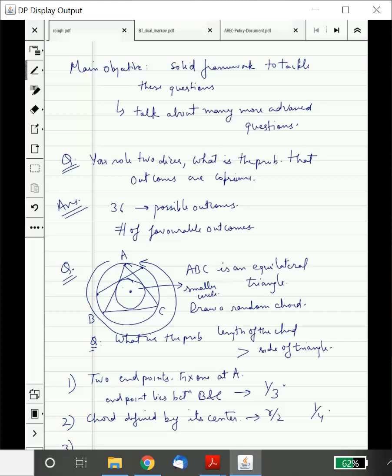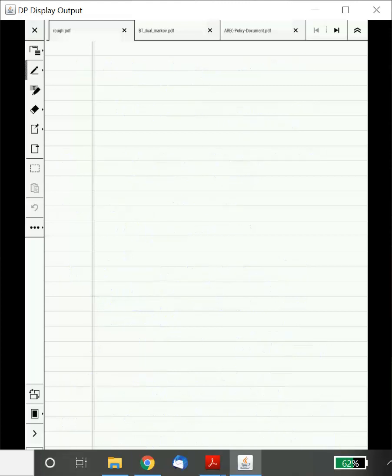We can also define the chord by its distance from the center. Now, by a similar argument as in the previous case, the distance from the center should be less than r by 2. So the distance varies from 0 to r. If the distance is less than r by 2, then our chord is bigger. So that will give you a probability of half. So we got 3 different answers. Which one is correct? This might be a question in your mind, and I will let this be a question in your mind.